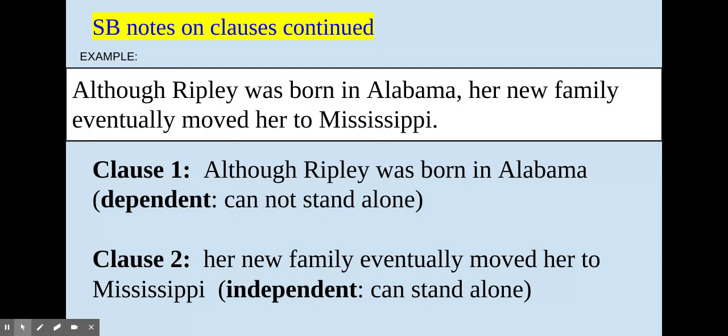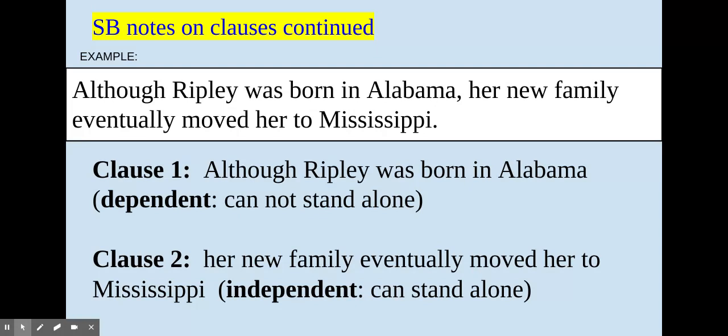It says, although Ripley was born in Alabama, her new family eventually moved her to Mississippi. Well, the very first thing I always want you to do when you get sentences and you're trying to figure out if it's independent or dependent, if it's a phrase or a clause, just like we did yesterday, you need to find your subjects and you need to find your verbs. You underline your subject once and your verb twice.